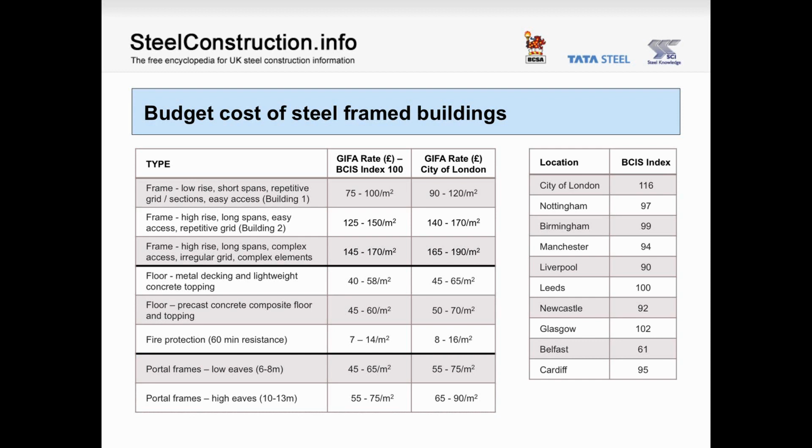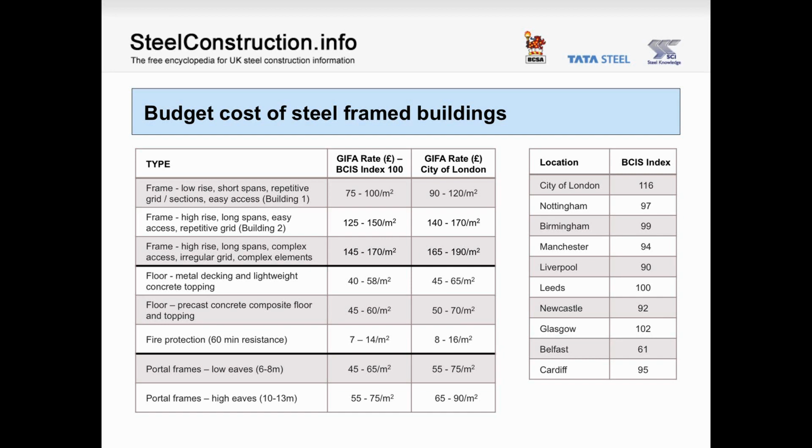Costs are of course location dependent, so the values from the cost table should be adjusted in accordance with the appropriate BCIS index for the location where your building will be constructed. The variation is significant across the country. If you took the City of London rates, which have an index of 116, and applied them to a project in Belfast, you would actually be overstating the price by almost twice what it would actually cost to construct that building in Belfast, where the index is only 61.